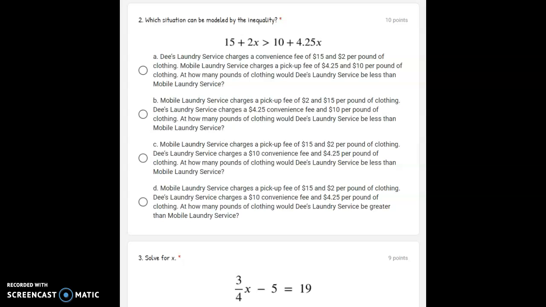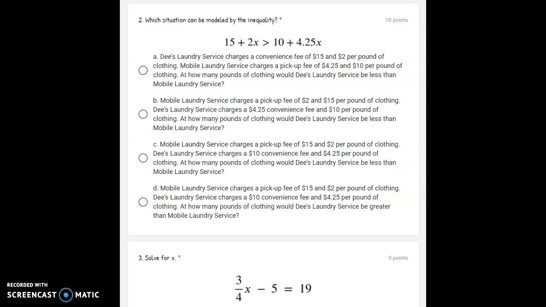B. Mobile Laundry Service charges a pickup fee of $2 and $15 per pound of clothing. D's Laundry Service charges a $4.25 convenience fee and $10 per pound of clothing. At how many pounds of clothing would D's Laundry Service be less than Mobile Laundry Service?